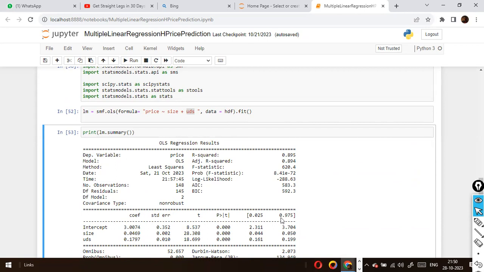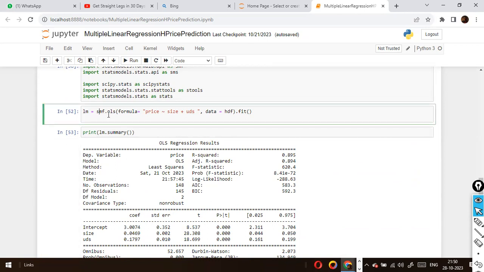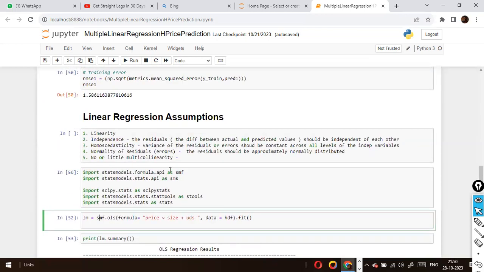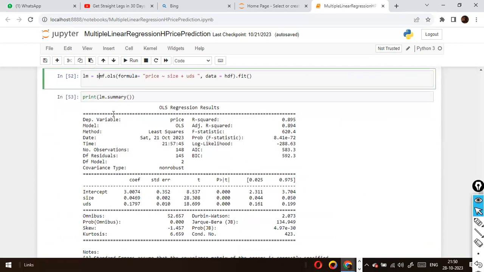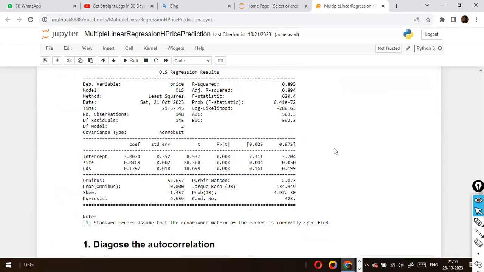Okay, so now you understood. But here the advantage of the OLS function, which is available in the SMF package, statsmodels formula, is that it gives us a detailed summary, right? It gives us a detailed summary. With this we are able to understand how to interpret the model.